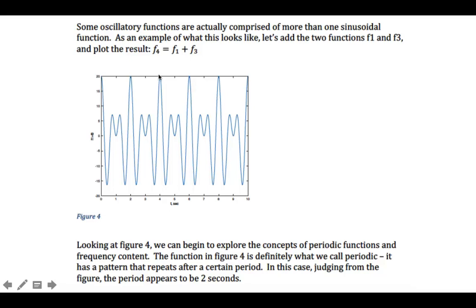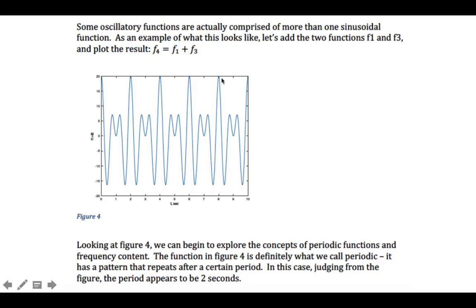So when you have a periodic function that consists of the sum of functions of different frequencies, you're going to have what is called a fundamental frequency. The fundamental frequency, in hertz, is 1 over the period of the net function. In other words, in this case, 1 over the period of F4, which we can see from the graph.